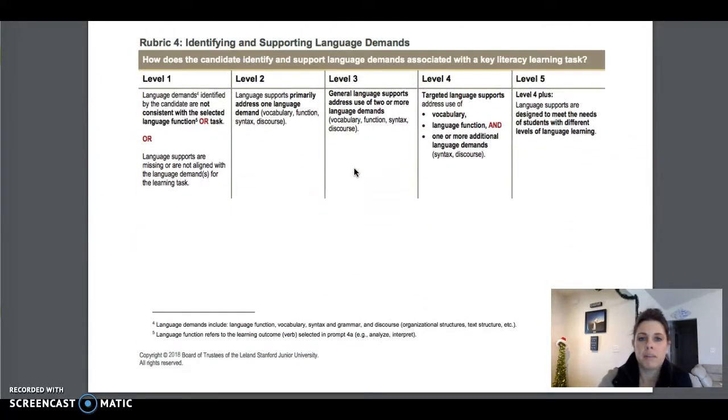Rubric 4 is about supporting language demands. So how do you identify and support language demands associated with a key literacy learning task? So for your learning task that you're creating, you need general language supports addressing 2 or more language demands. The examples of language demands are vocabulary, function, syntax, and discourse. And those are further defined in the handbook, but make sure that you are supporting those.